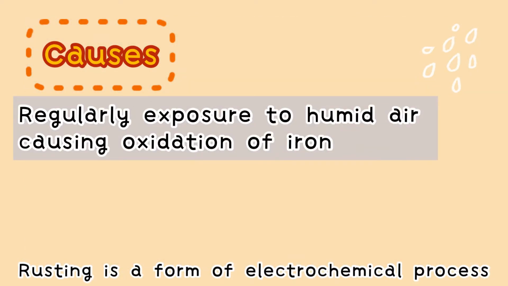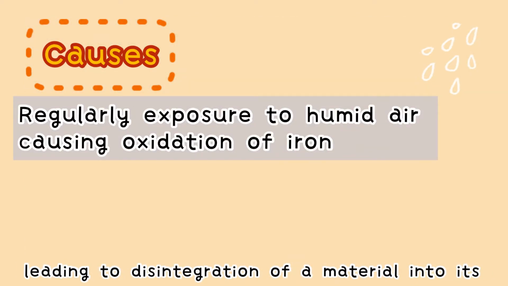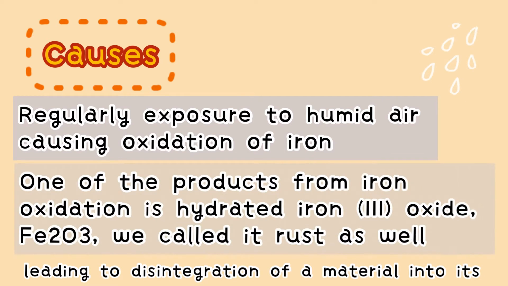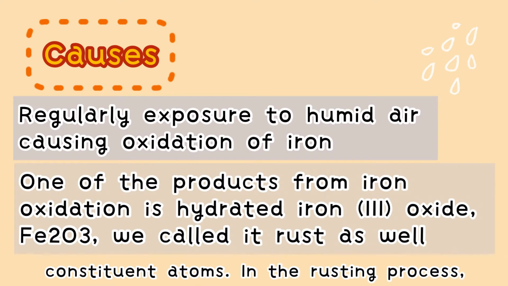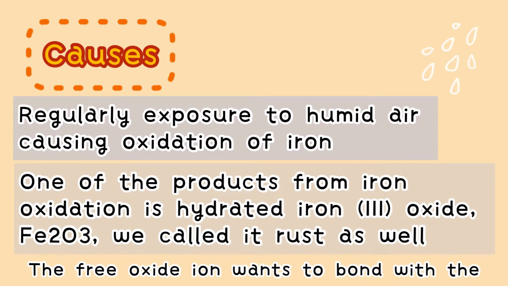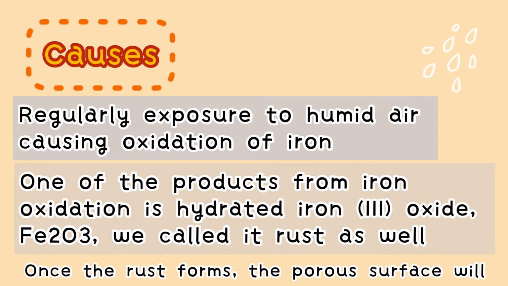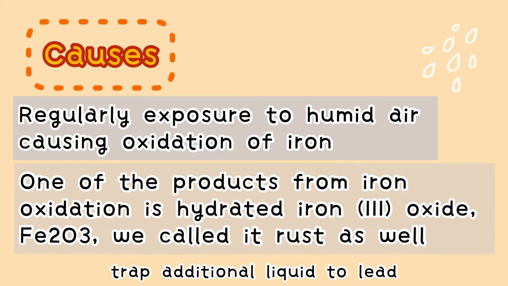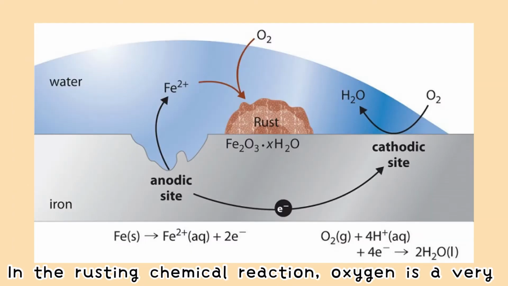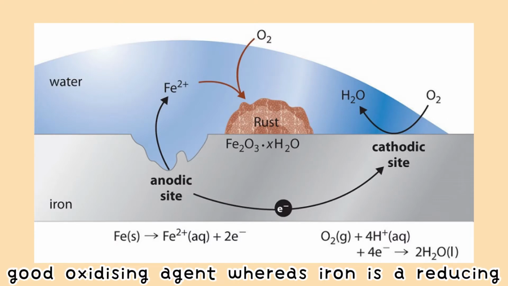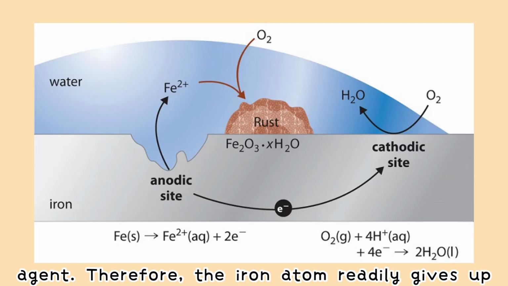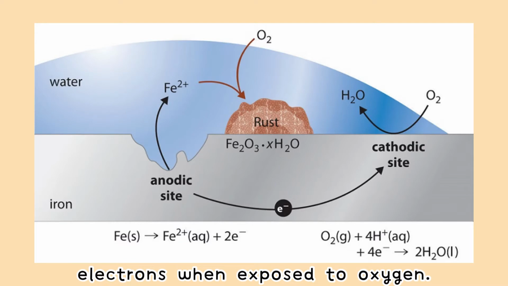Rusting is a form of electrochemical process leading to disintegration of a material into its constituent atoms. In the rusting process, the free oxide ion bonds with the dissolved iron to form iron trioxide, so-called rust. Once the rust forms, the porous surface will trap additional liquid, leading to further corrosion. In the rusting chemical reaction, oxygen is a very good oxidizing agent, whereas iron is a reducing agent. Therefore, the iron atom readily gives up electrons when exposed to oxygen.